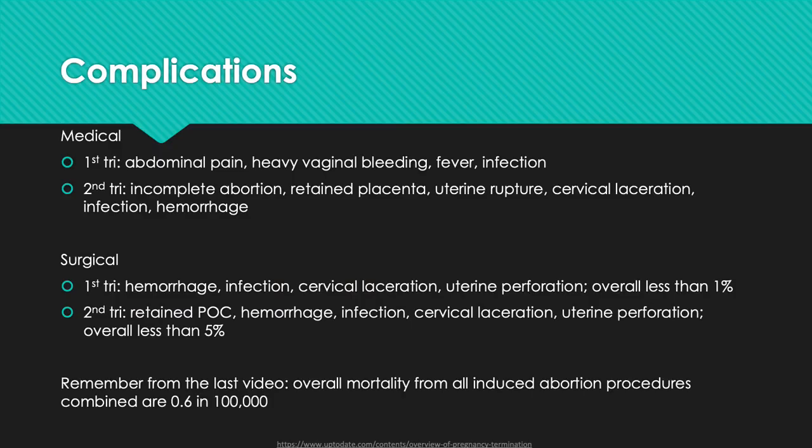Now let's talk about the complications for these procedures. The most common complications of both types of abortion include uterine perforation, cervical laceration, hemorrhage, incomplete uterine evacuation, and infection. Infection is generally related to incomplete abortion, which is when some of the products of conception remain in the uterus after the procedure. Overall, the rate of major complications is below 0.31% and below 5% for minor complications, and the overall mortality associated with abortions is 0.6 patients out of 100,000.